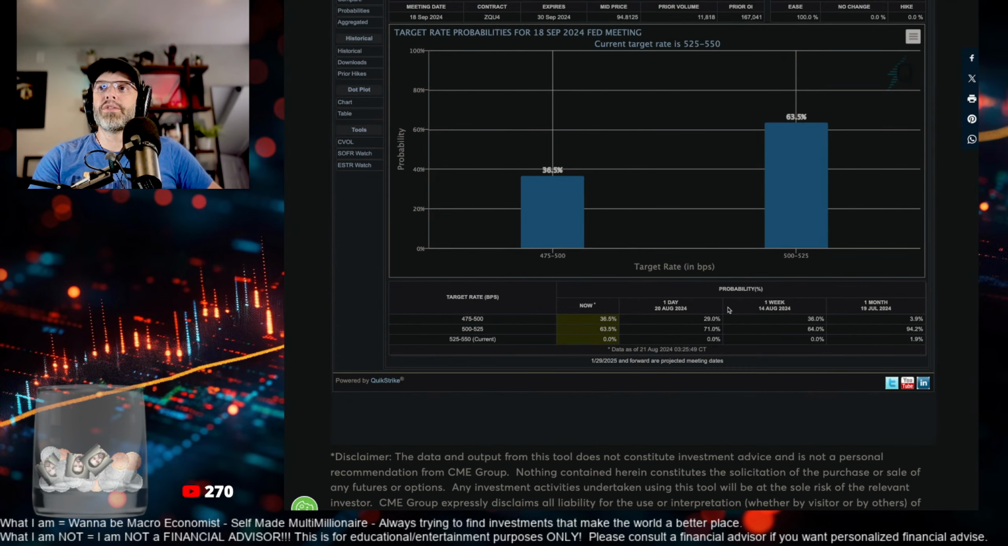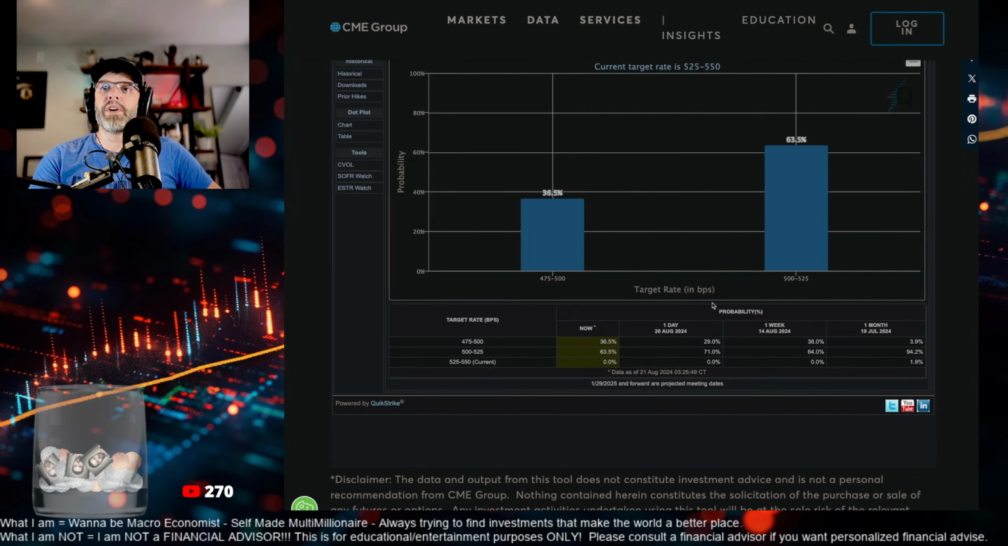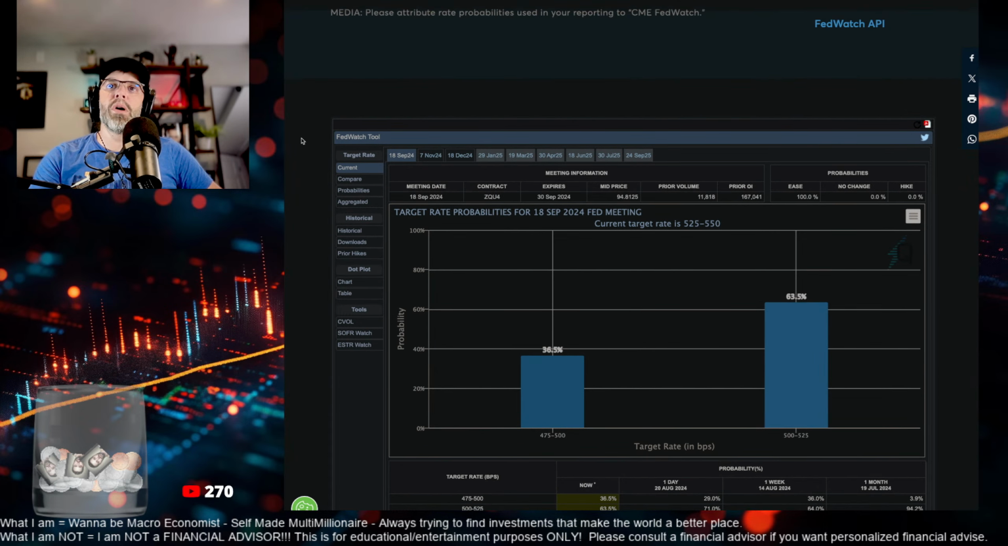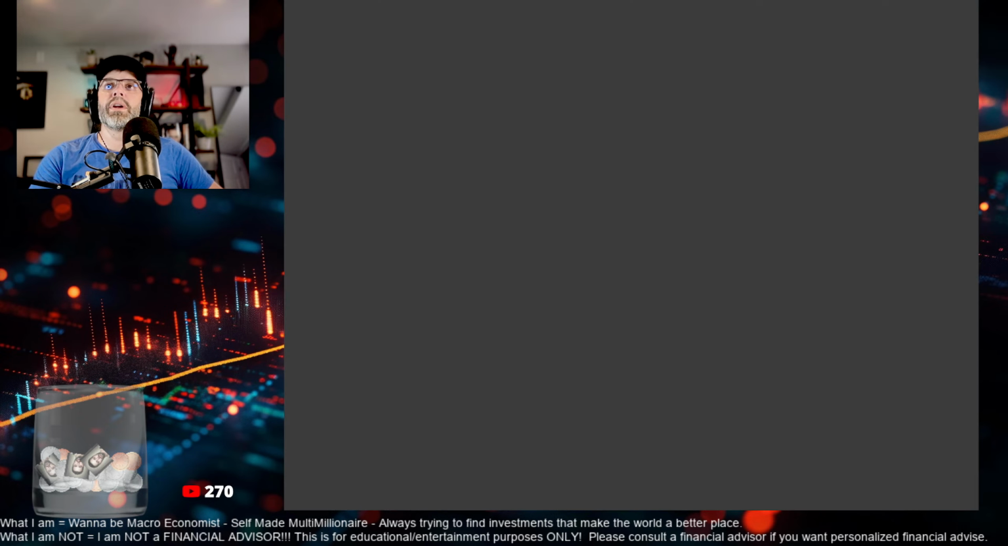63.5% it looks like for one, and then 36.5 for two. I still think we're only getting one. Hasn't changed too much, but it's probably moved more into the favor of having two cuts, or at least it's kind of hovering around there. So we'll see what happens.